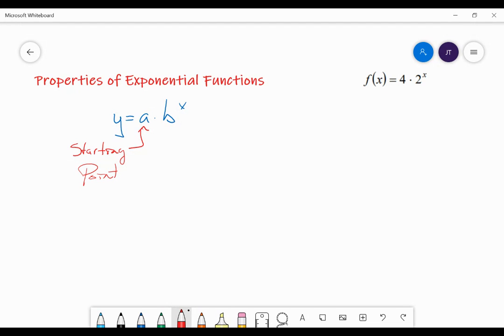Just like we use with our quadratics, like in real world situations, we always started at the y-intercept. So that's also going to give you your y-intercept. And then here, your b, this is your growth or decay factor. Okay.